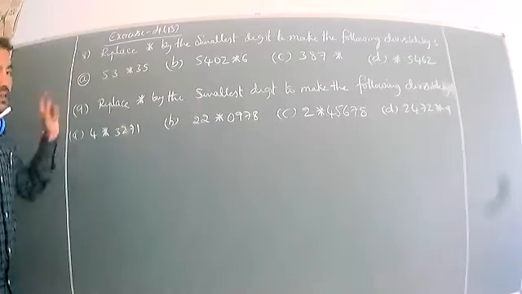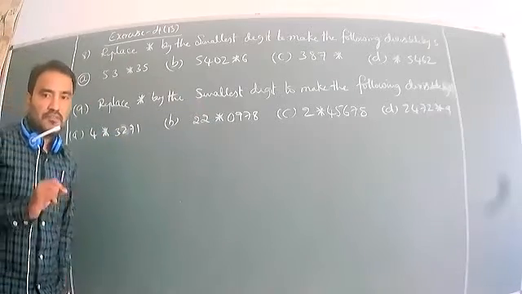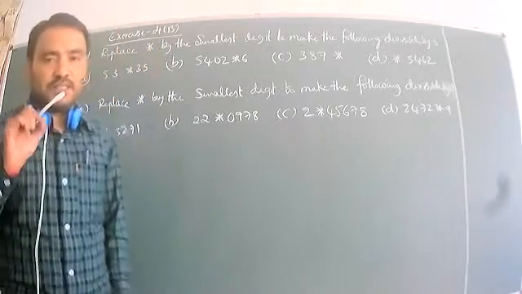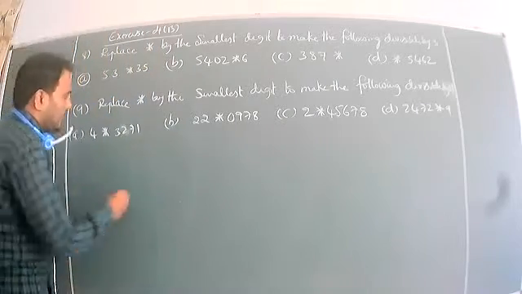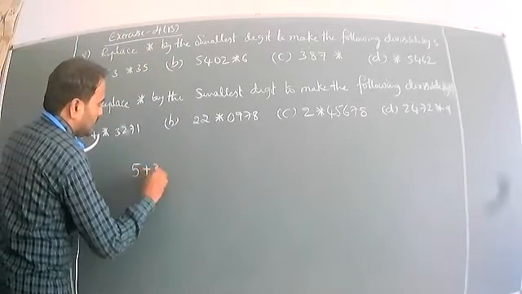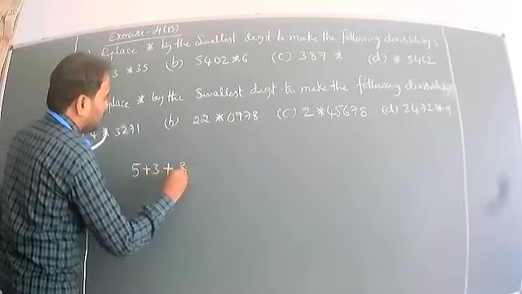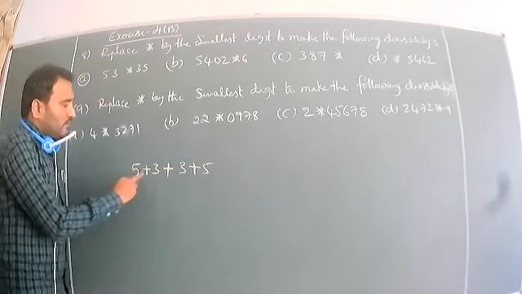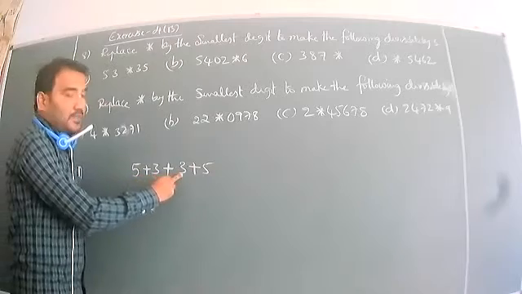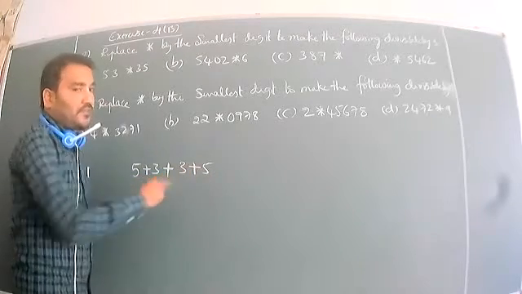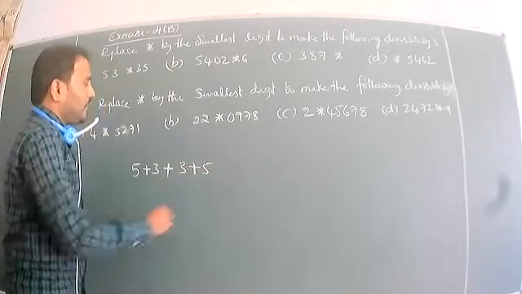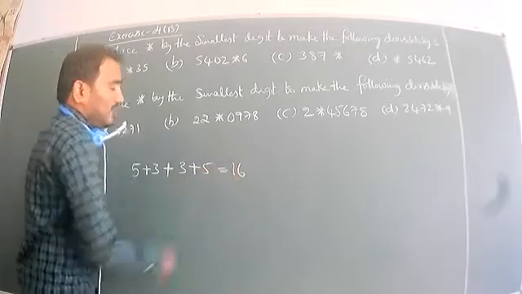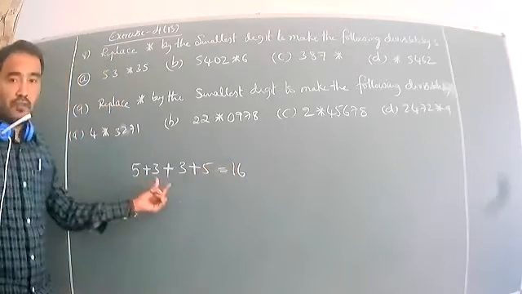Now, what is the divisibility test for 3? The sum of the digits is a multiple of 3, then the number is divisible by 3. So, 5 plus 3, 8. 8 plus 3, 11. 11 plus 5, 16. So it is not divisible by 3, but we should write one number.